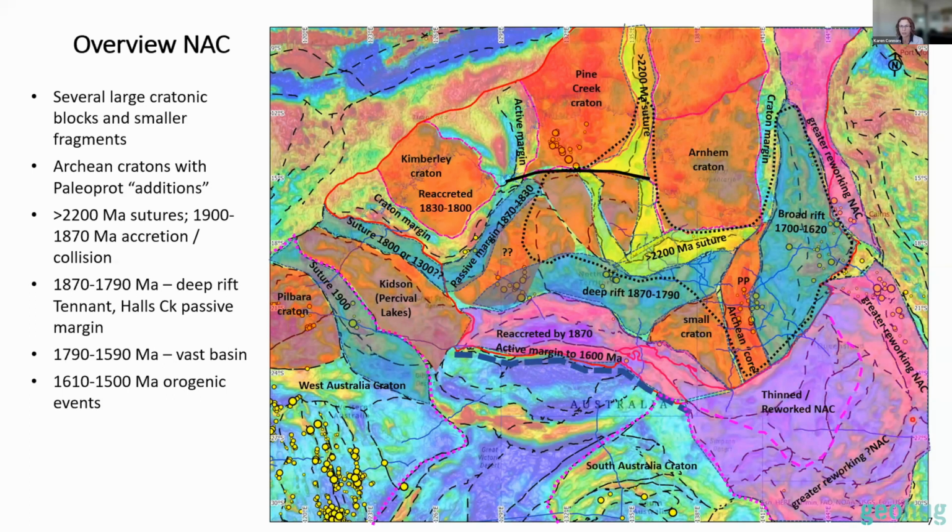I'm not going to have time to talk about the Thompson orogen, but I see this as being dominantly reworked crust that was part of the North Australian Craton.